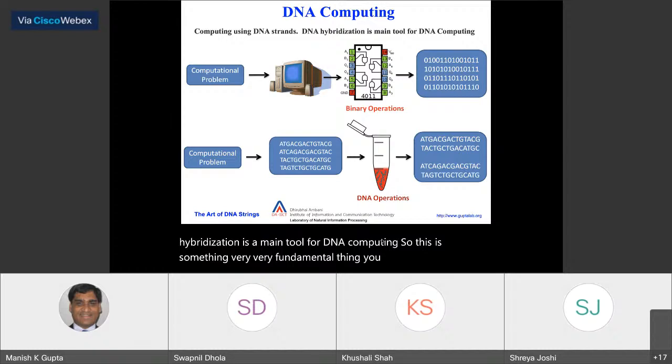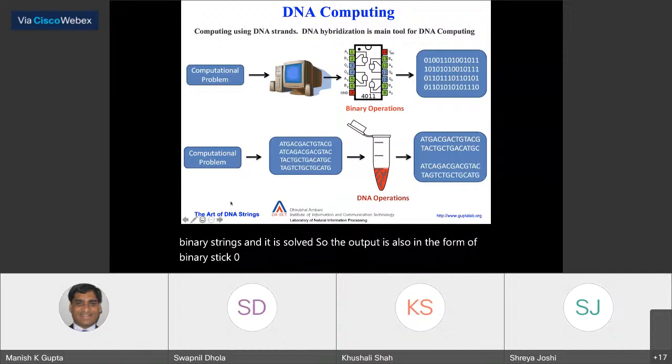So basically, in a classical computer, we have a computational problem, usually with binary operations, and that problem is converted into binary strings and it is solved. So the output is also in the form of binary strings, 0 and 1.